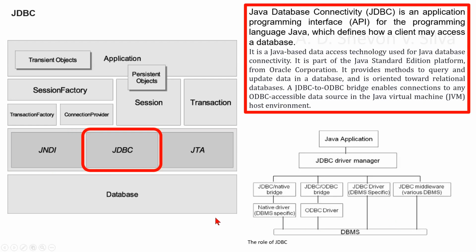Now we are focusing on JDBC, Java Database Connectivity. JDBC is an application programming interface, API, for the programming language Java, which defines how a client may access a database. It is a Java-based access technology used for Java database connectivity. It is part of the Java Standard Edition platform from Oracle Corporation. It provides methods to query and update data in a database and is oriented towards relational databases.